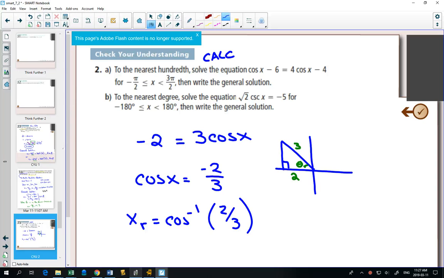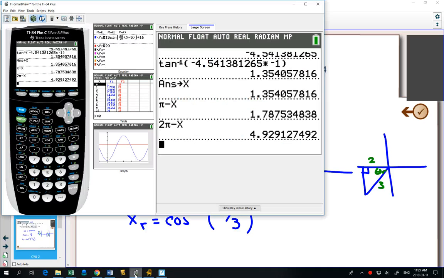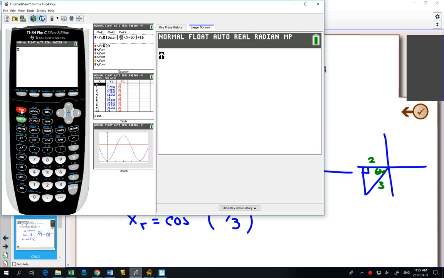Now eventually, you won't be drawing these pictures, labeling your reference angle, right? This would be the one in quadrant 3. Eventually, you're not drawing those pictures because you're just going directly to your reference angle. You're going to your calculator. You're saying, I'm in radians. Good. Cos inverse of 2 divided by 3. My reference angle is 0.841.